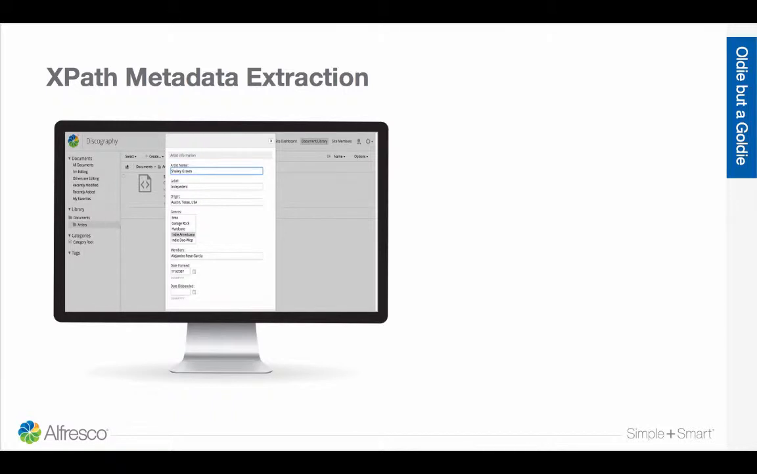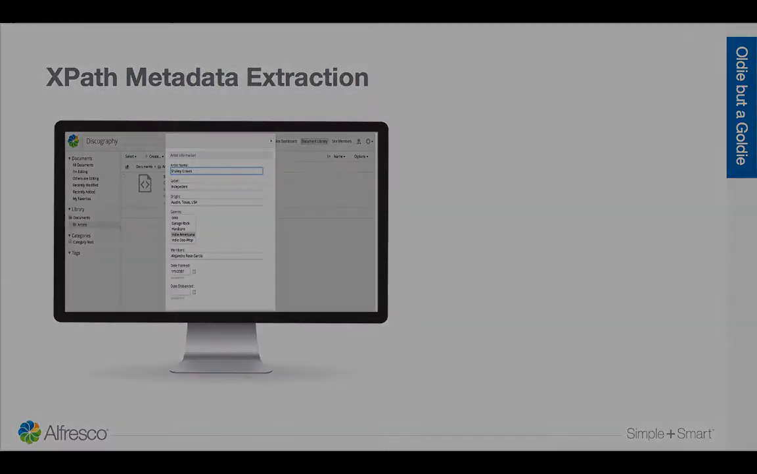In today's video, we'll explore one of Alfresco's old features called XPath Metadata Extraction. Now, this feature was used back in the 2.x days when we used to support a product called WCM AVM. It was typically used for web content management use cases, but I think it's still applicable for lots of other use cases where we want to extract content from XML files.